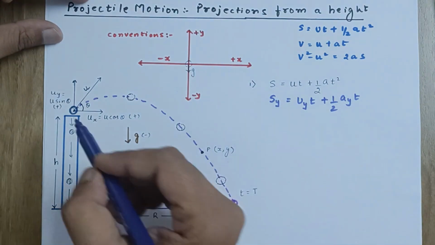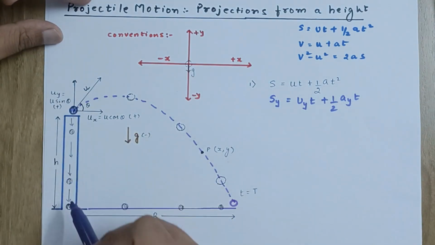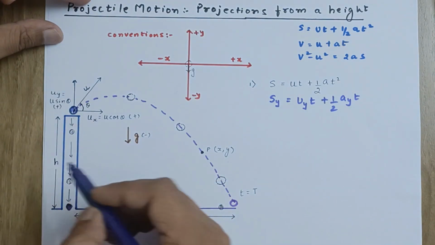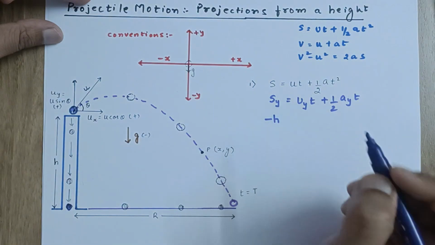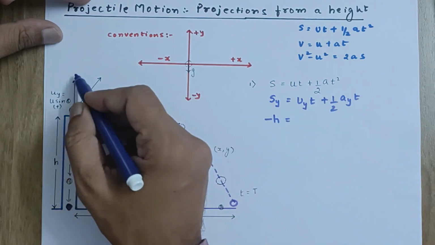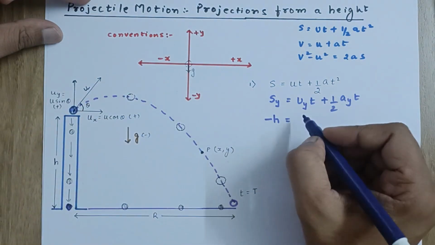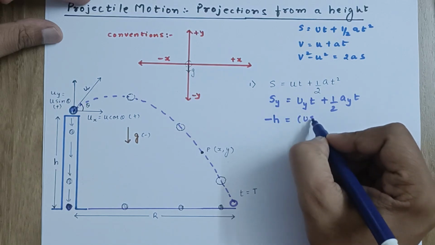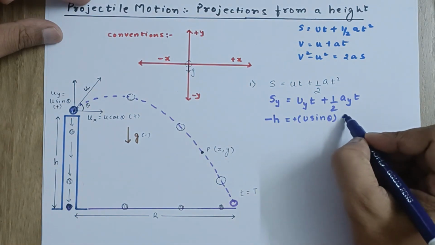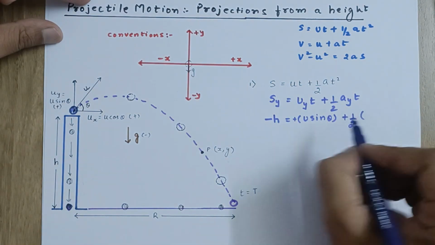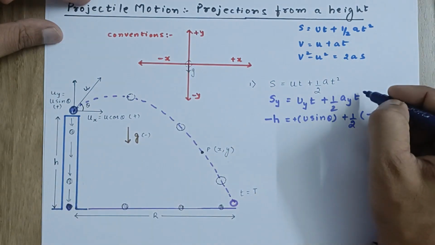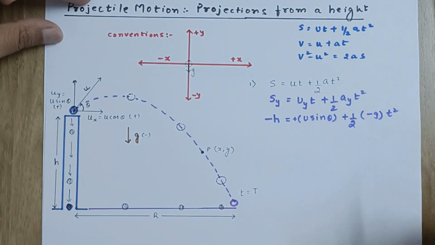So when I say Sy, the ball was here and finally the shadow of the ball was here. So the displacement is in the downward direction and the displacement is equal to the height of the building. And as per our conventions, I'll have to take a minus sign. That is equal to uy, which is u sin theta. Since the initial velocity is upwards, I'm going to take u sin theta as positive. Now plus half, acceleration along the y-axis is always negative, times t square.